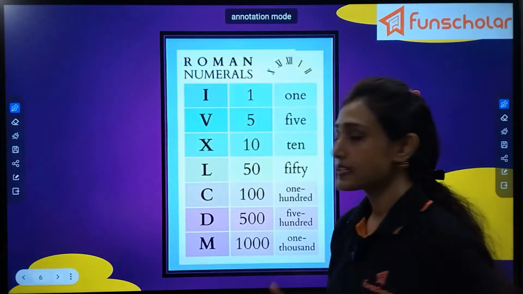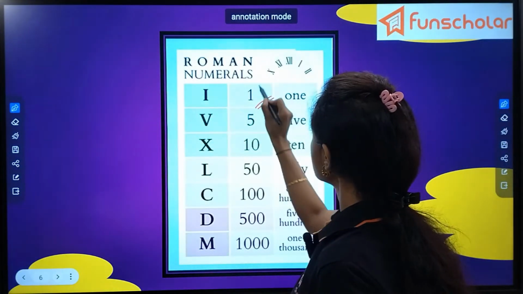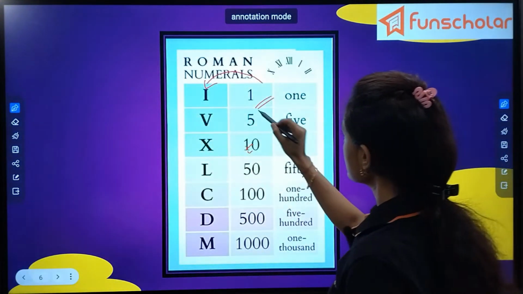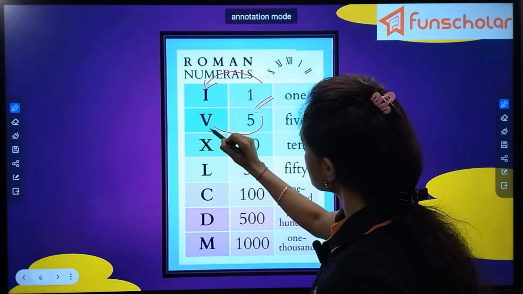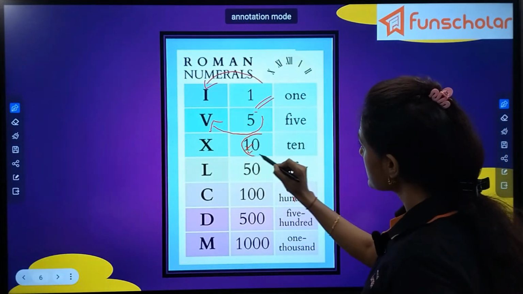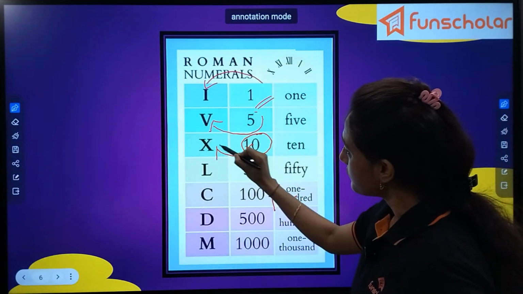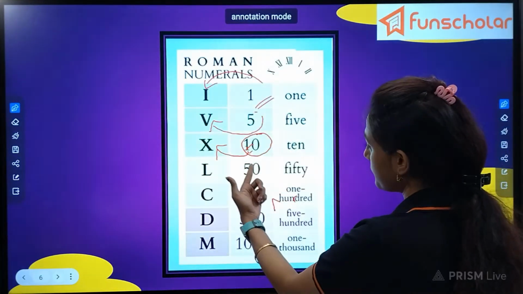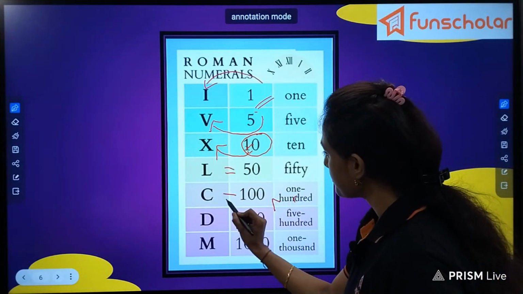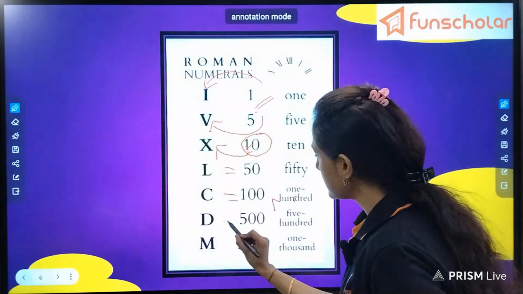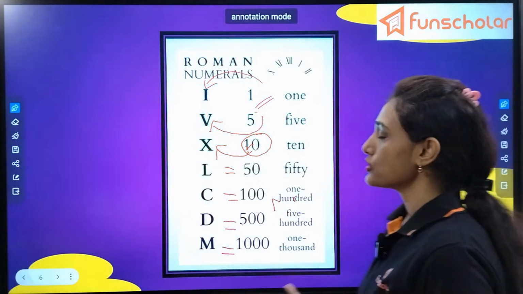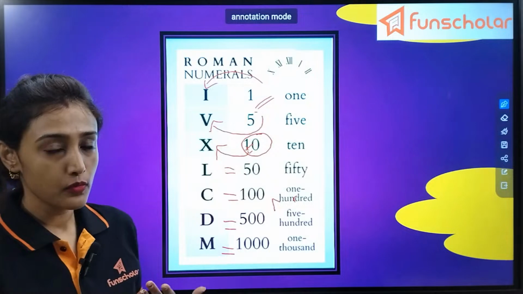See, the first number is 1, which is represented by the alphabet I. The second number is 5, which is represented by V. The third number is 10, which is represented by the alphabet X. Fifth is L, which represents 50. Then C represents 100. D represents 500. And M represents 1000. So just repeat with me once.